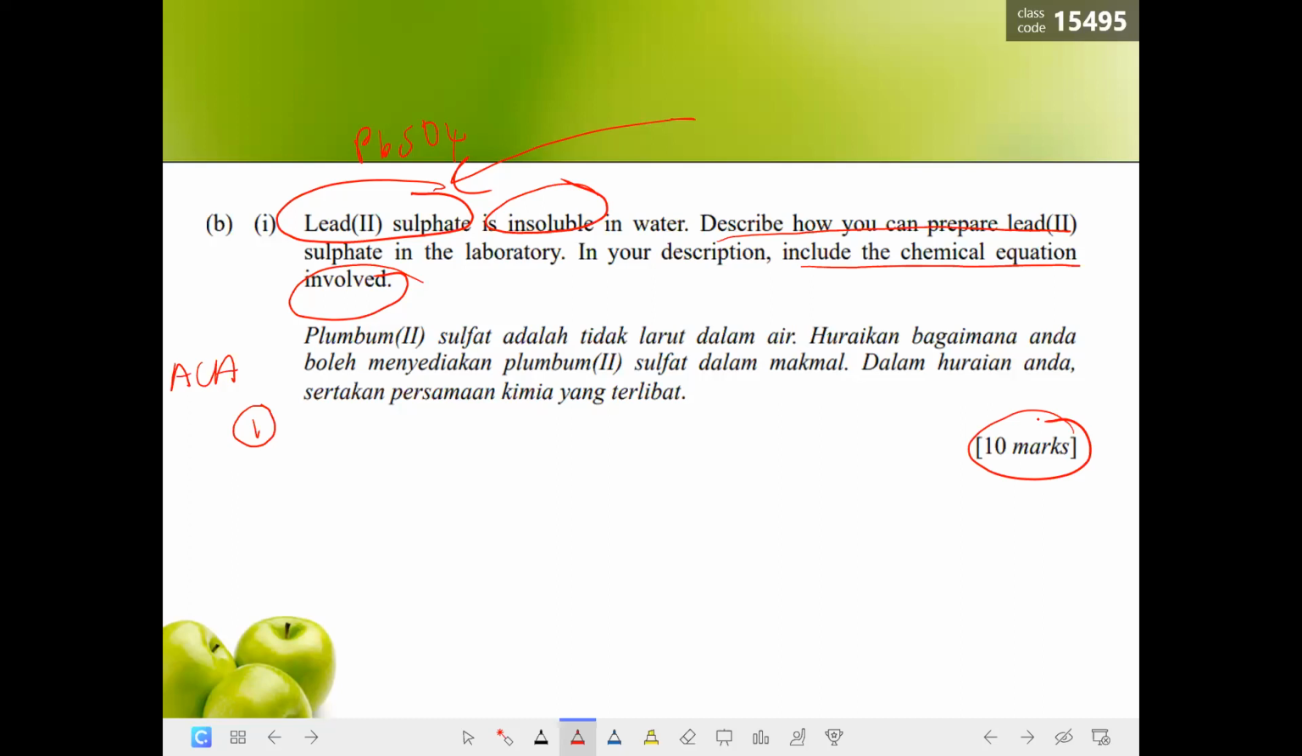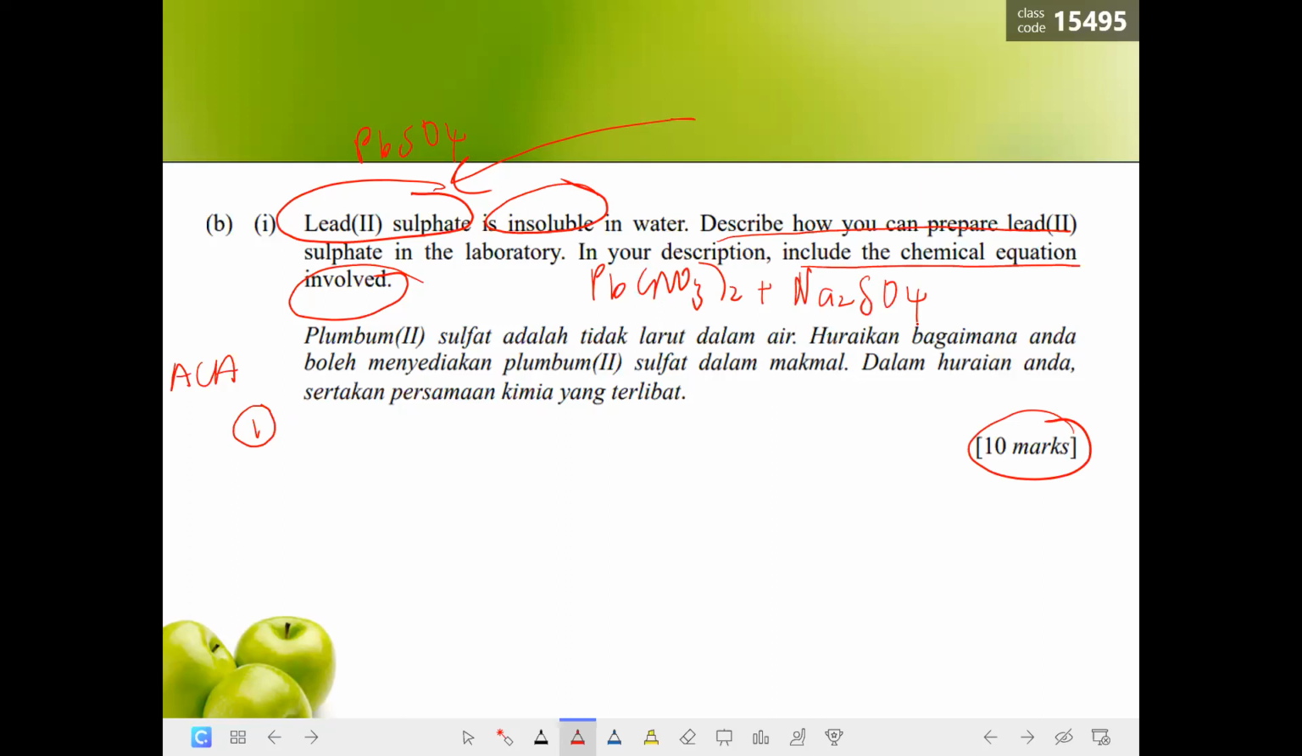Question number 1, you must think. What gives me lead-2 sulfate? It is an insoluble salt. Lead nitrate. Very good. I got lead nitrate. Teacher will put it here. Lead-2 nitrate. Good job, Farisha. One more. Sodium sulfate. Okay, excellent. You get the point already. You get sodium sulfate and lead-2 nitrate.